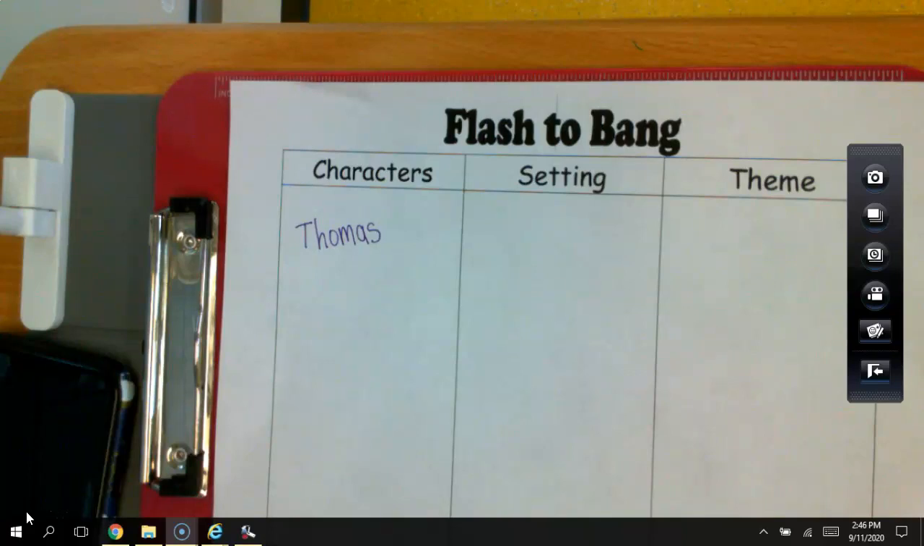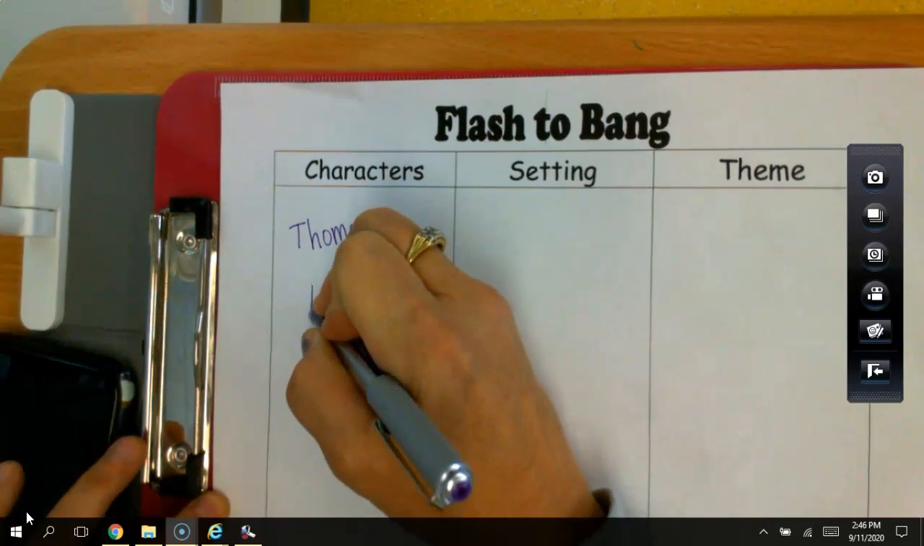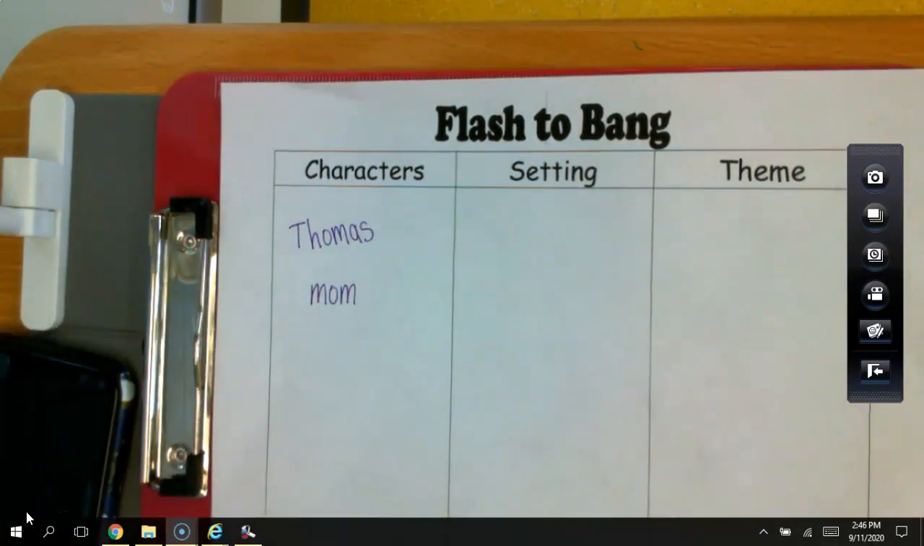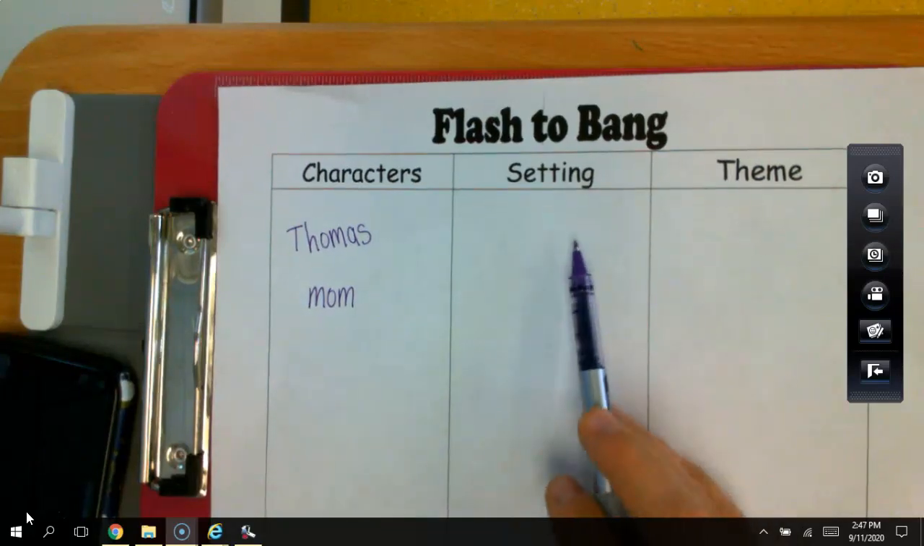Now I know Thomas was talking to somebody. Who was he talking to? You got it, his mom. So we're going to put mom. Okay, and I think that was it. We heard and met the characters Thomas and Thomas's mom. Now let's go on to setting.